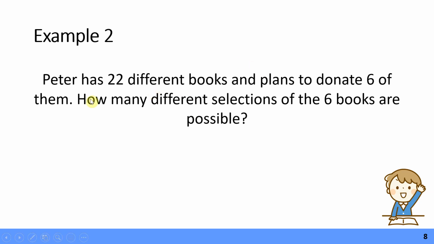So in this one, we have that Peter has 22 different books and plans to donate 6 of them. How many different selections of the 6 books are possible? So the first thing you have to notice is that we have a total, which is 22, and out of those 22, 6 are going to be chosen. Now, anywhere in that problem, does it say anything about the first book going to Goodwill and the second book going to a middle school and the third book? No, right? So that means that order does not matter.